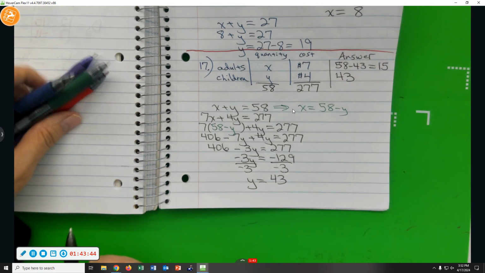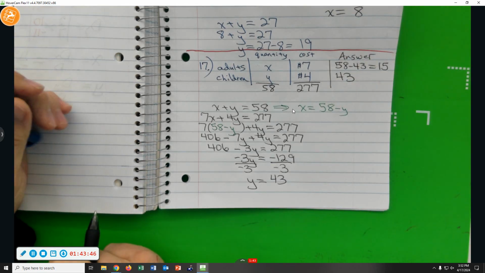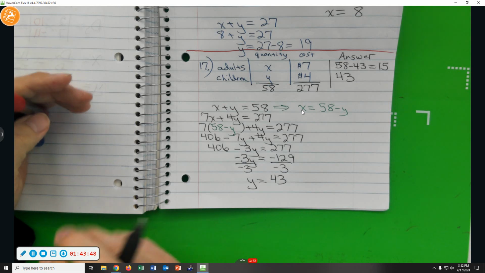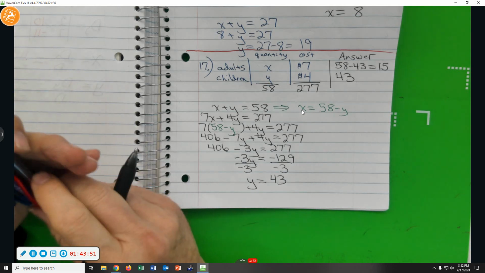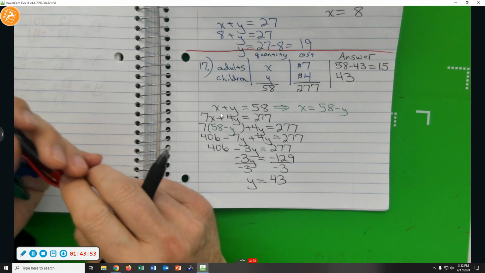Now, if you're wondering, why did we do this one differently from the other one? Because the instructions said to do substitution. If you were going to use elimination.